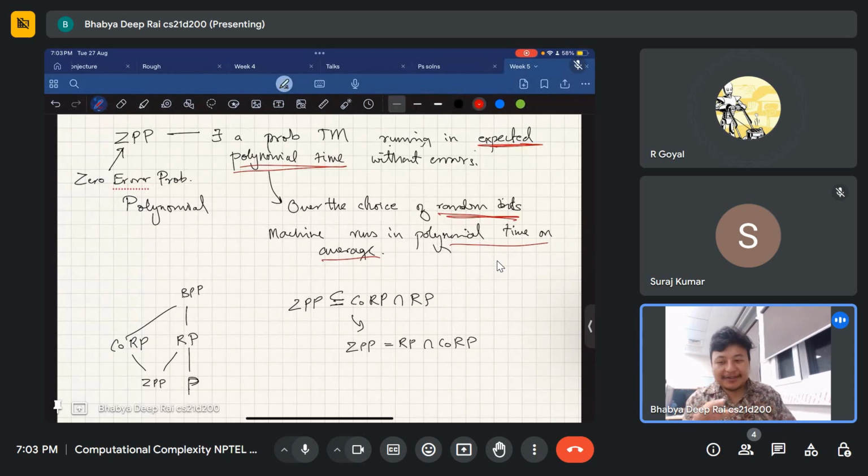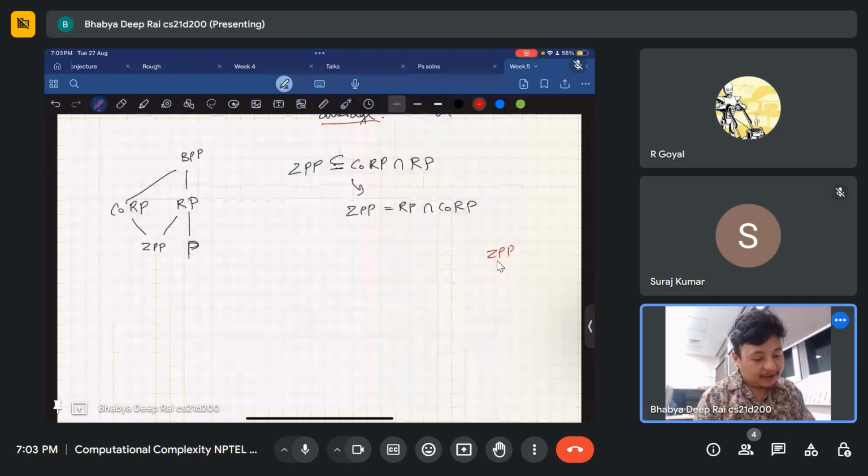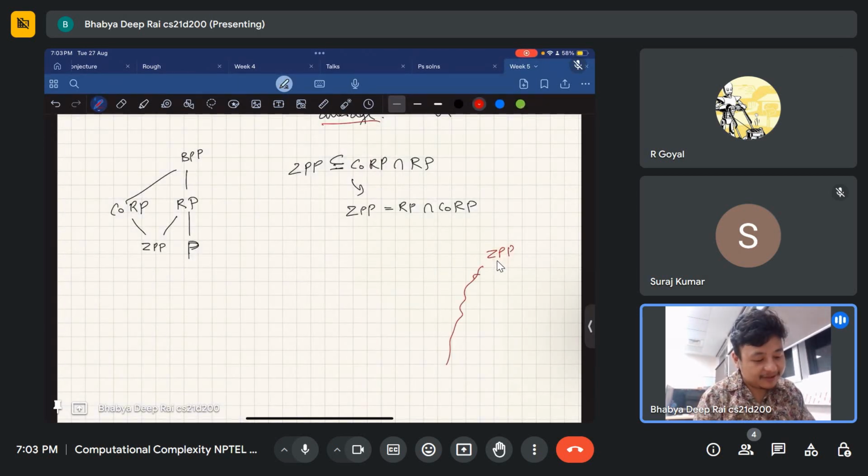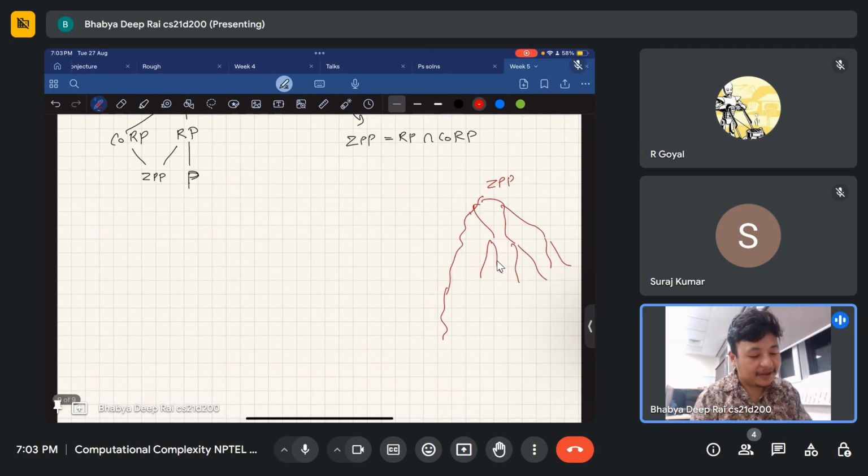So your ZPP algorithm, on some choice of random bits, may take longer time. It may take exponential time. On some, it may take shorter time. The ZPP algorithm makes coin tosses along the way, right? So this is the computation graph. Some paths may take a very long time, and on some of them it may take just polynomial time.